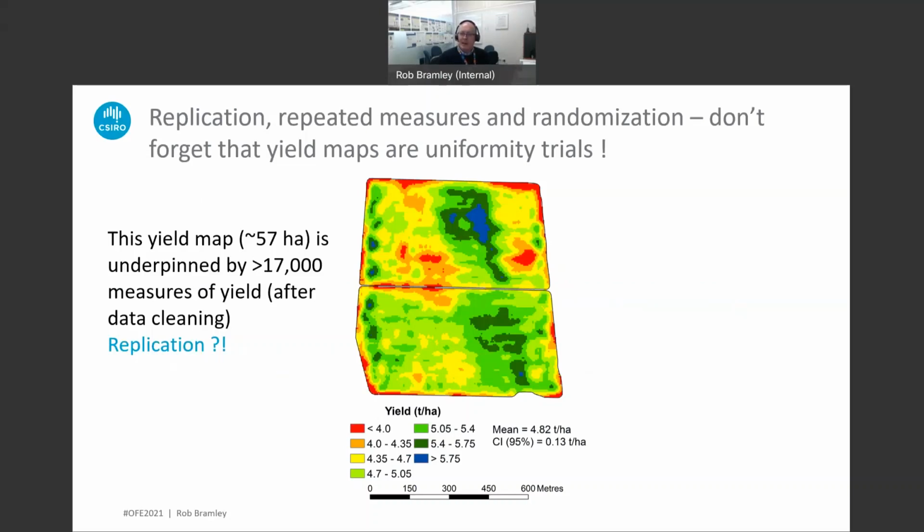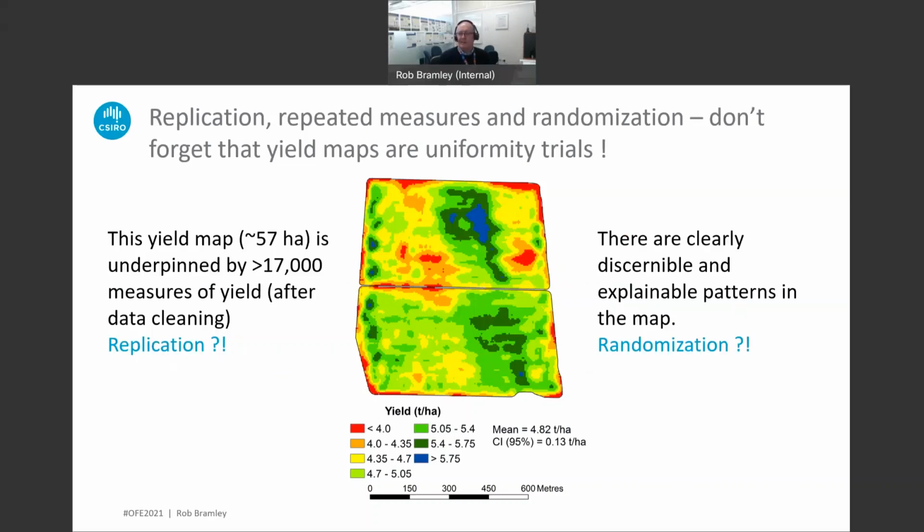The other thing to say about a map like this is that there are clearly discernible and explainable patterns in the map. And if a farmer were to do an experiment in this block, what value possibly would accrue through randomization when he knows perfectly well that the low yielding areas of the field are due to shallow and calcareous soils. The higher yielding areas have much deeper soil. What value would accrue from randomizing treatments in an experiment conducted in that field aimed to fine-tune management?